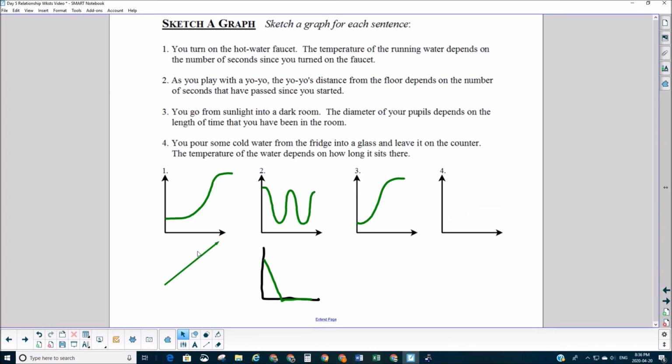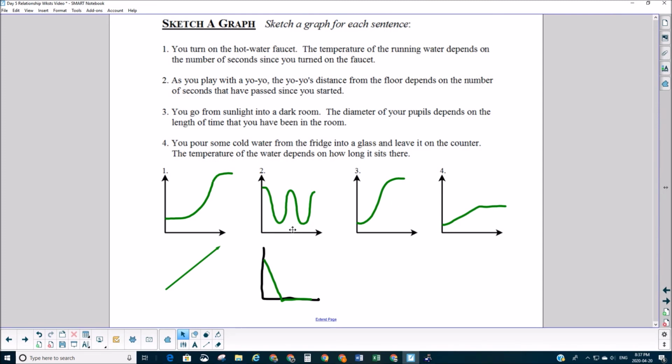Now, is it going to keep warming up? Is it going to be like this? Is it going to go like that? Well, no. If it's just sitting on the counter, it can't keep getting warmer and warmer. It is going to warm up a little bit, but then at some point, it's going to stop. So I'm going to suggest I do something like this until it hits this temperature, and it's going to stay that temperature. That temperature is called room temperature. It's when any object in the room sort of all feels the same temperature. So the water is going to go up and reach a certain temperature, the same temperature as the room, and then stay there.